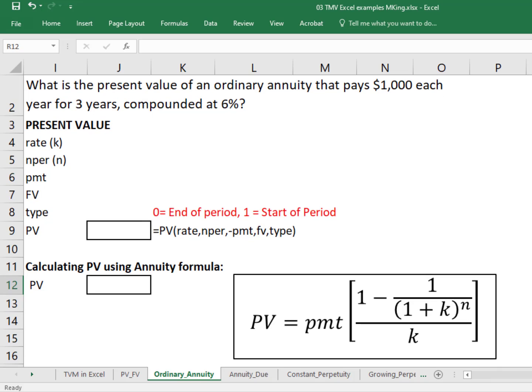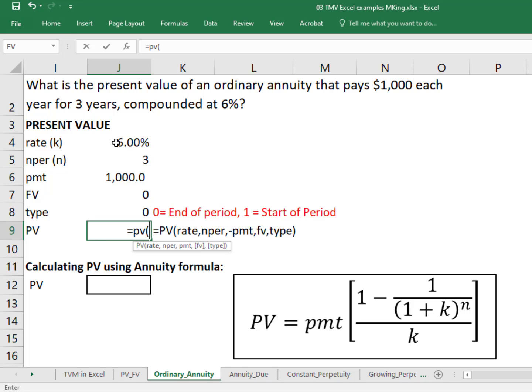Okay. Now we're going to look at getting the present value. Similarly, we have our inputs, 6%. Number of periods is going to be 3. Payments are $1,000. And we're being asked what the present value, or what we would have to pay in order to receive this annuity, would be. So our future value is going to be 0. And the type, again, is critically 0 for end of period payments.